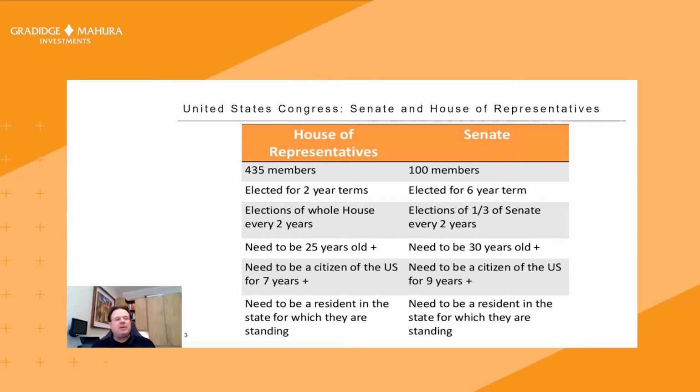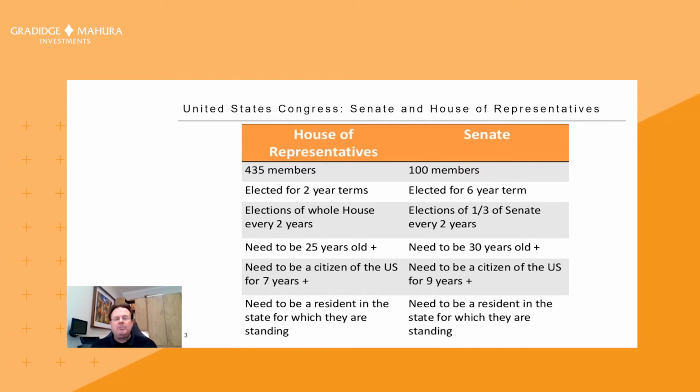There are some requirements in order to be a member of the House of Representatives. You've got to be 25 years or older. You've got to be a US citizen for the last 7 years. Not a huge requirement, but it does give you some idea of what the yardstick is in order to become a member of the House of Representatives. So part of this election is to re-elect those 435 people.